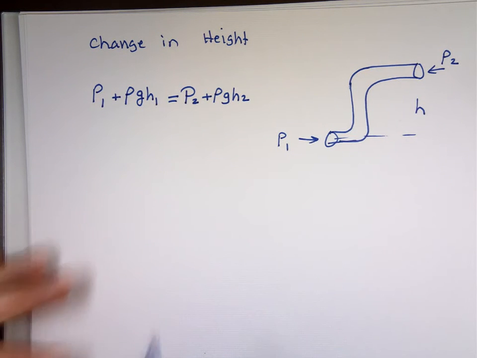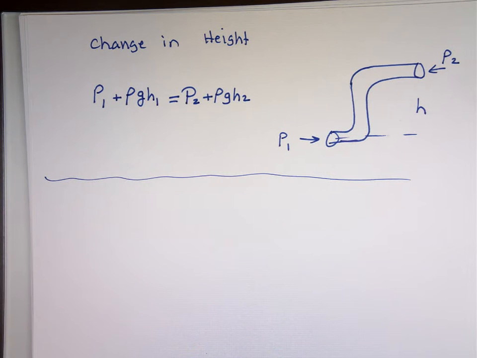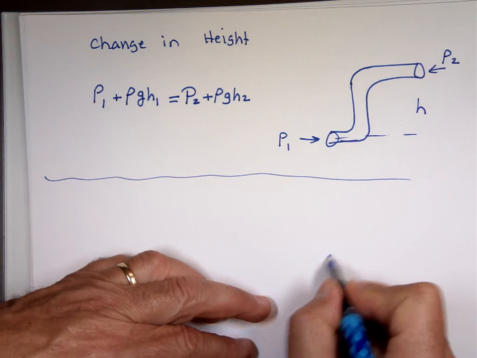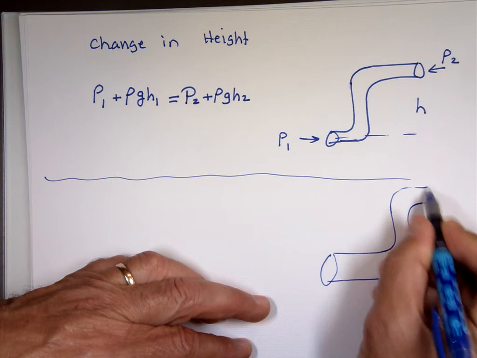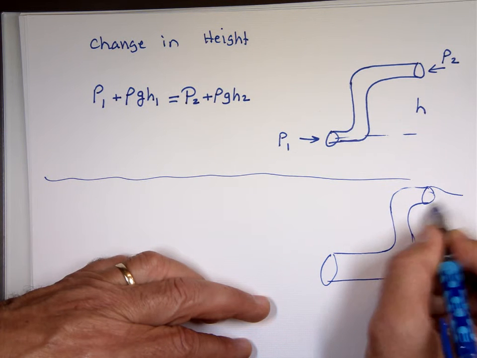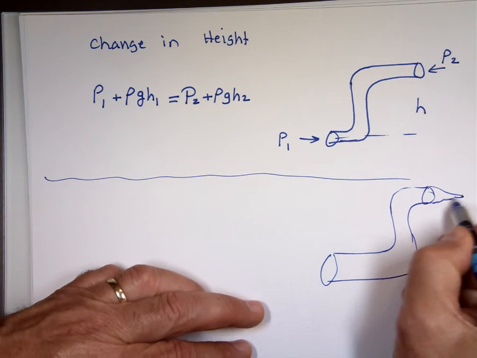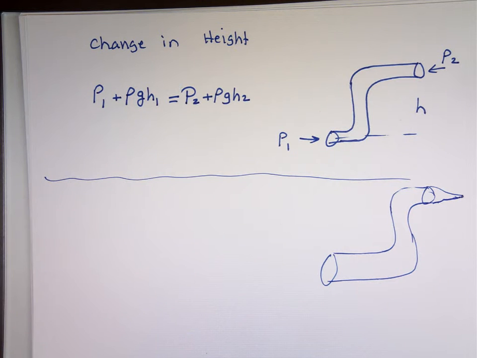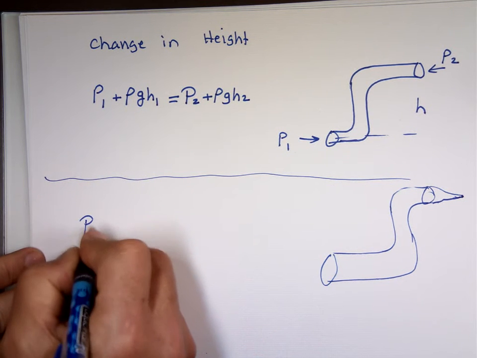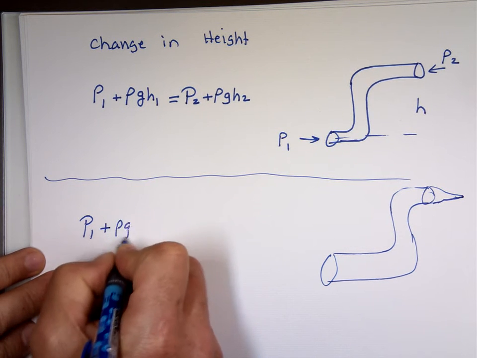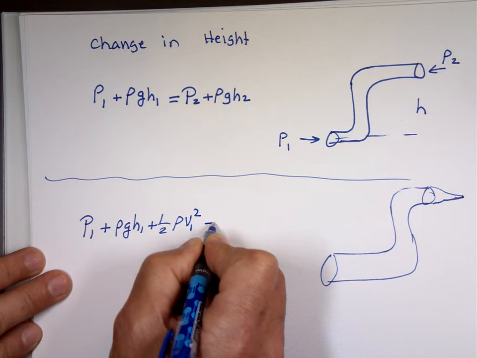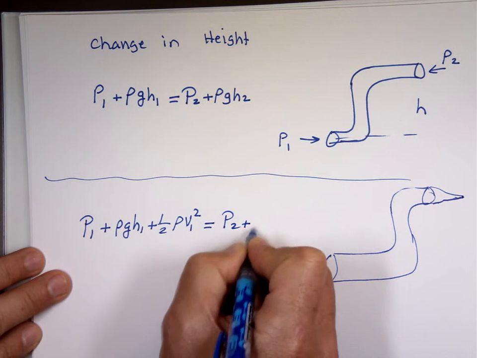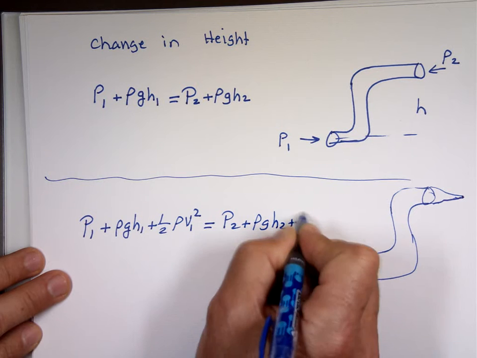And what happens if you have a combination of both? Meaning you're going to move that hose up to the second floor, but you're going to use that nozzle. And now you're going to put the nozzle at the end. So you've got here change in height and change in size. Then the equation becomes pressure 1 plus rho gravity times height 1 plus 1/2 rho V1 squared equals pressure 2 plus rho gravity height 2 plus 1/2 rho V2 squared.